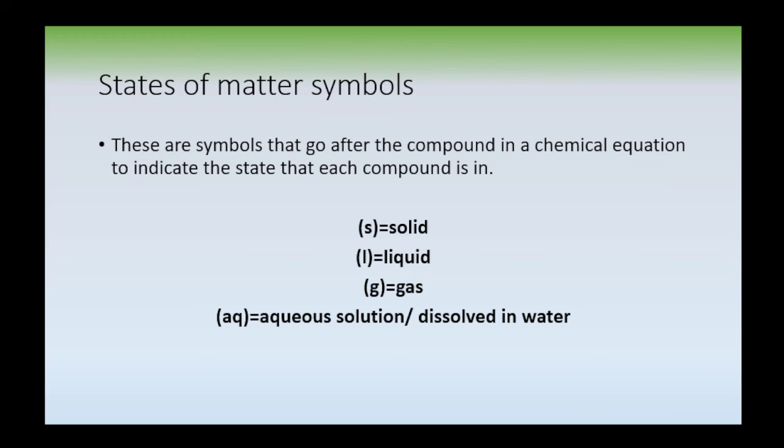State of matter symbols, guys, we should be familiar with these, but as a refresher, these are the symbols that go after the compounds in your chemical reaction to indicate the state of matter that each compound is in. Parentheses around S indicates solid, parentheses around L indicates liquid, parentheses around G equals gas, parentheses around AQ is an aqueous or dissolved in water solution. Note that soluble substances would be aqueous.